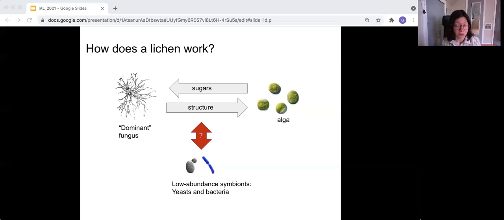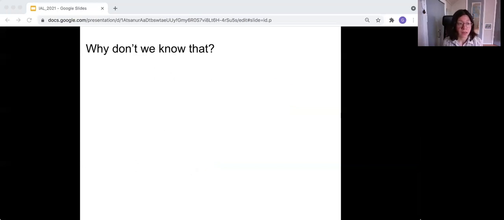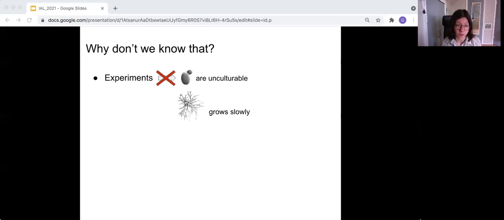There have been several hypotheses made that they are mutualistic symbionts or that they are parasites, but until recently, there was really no evidence one way or the other. Why don't we know that? Lichens can be a tough object to study. If we wanted to do experiments on the lichen yeast, we wouldn't really be able to because the yeasts are unculturable. The Lichenomycete can be cultured, but it grows extremely slowly.